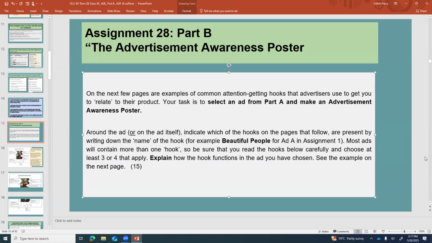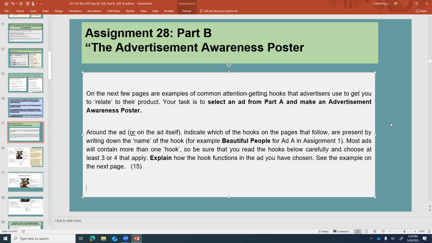So assignment 28, part B, is the advertisement awareness poster. In part A, which we did on Thursday, we were looking for magazine print ads, and we were looking for certain people groups like senior citizens or children, to see how they were portrayed in the ads. And remember I said hang on to them because we're going to use them for part B. So go back and look through the ads that you picked, pick one of them, and we're going to work on that to do this particular assignment, which is basically you're creating a poster around that ad, okay?